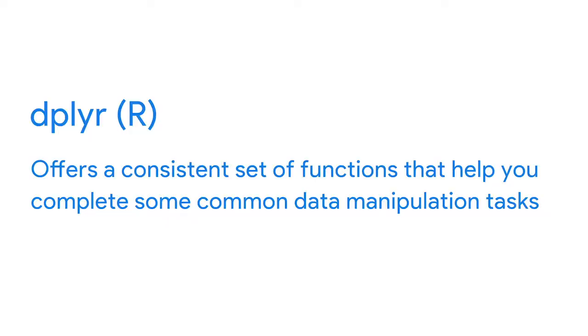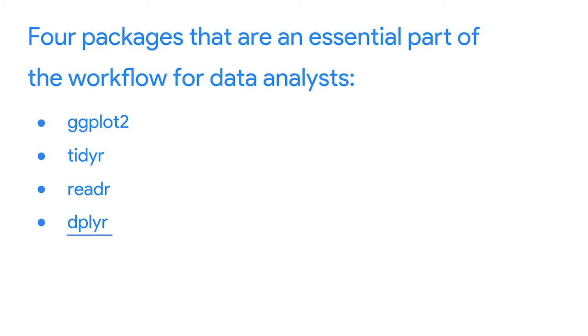Now, on to dplyr. dplyr offers a consistent set of functions that help you complete some common data manipulation tasks. For example, the select function picks variables based on their names, and the filter function finds cases where certain conditions are true. And yes, dplyr is another package we'll get to later. There's plenty to look forward to. So that's the Fab Four of the tidyverse. They'll all make your programming in R more straightforward and efficient.